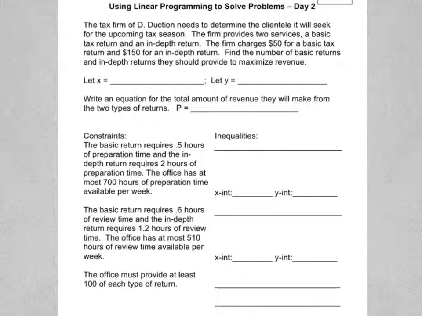Here we have a tax firm deduction, and it needs to determine the clientele it's going to seek for the upcoming tax season. It provides a basic return and an in-depth return. The firm charges $50 for a basic tax return and $150 for an in-depth return.